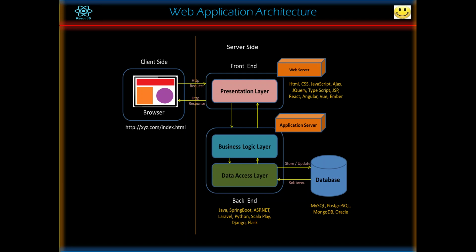The user on the client side uses the browser and sends a request to the web server. This web server will respond back to the user. This is how the web application architecture works. Now, let us see each and every component of this web application architecture, and how it works.